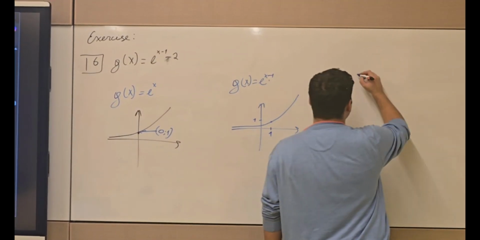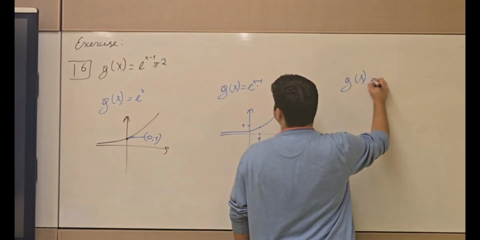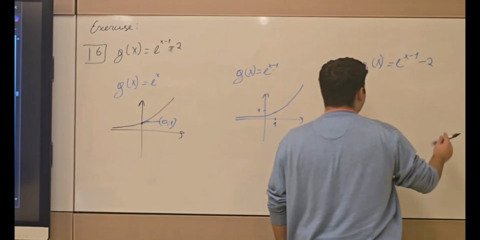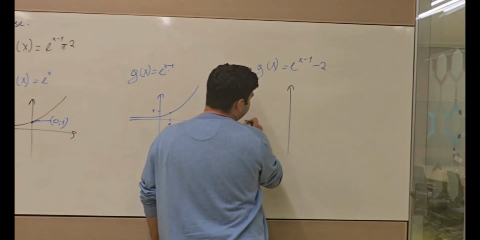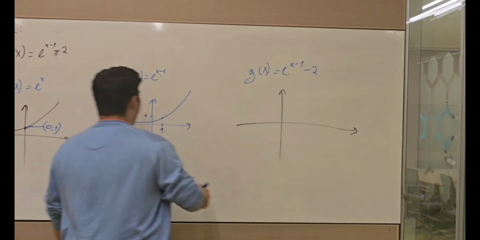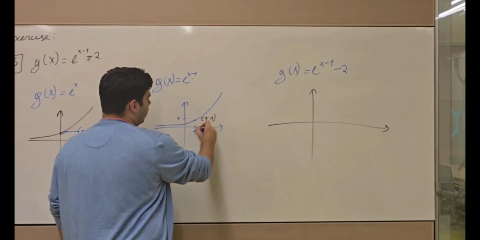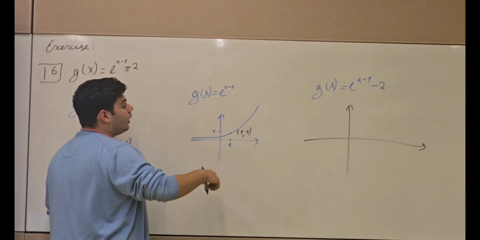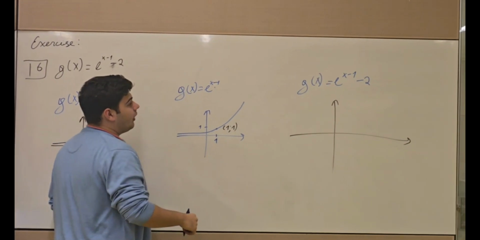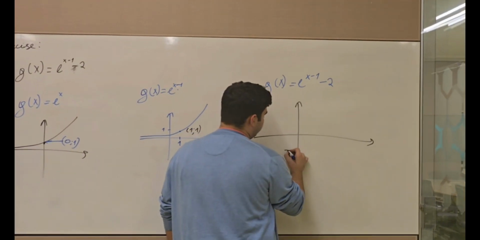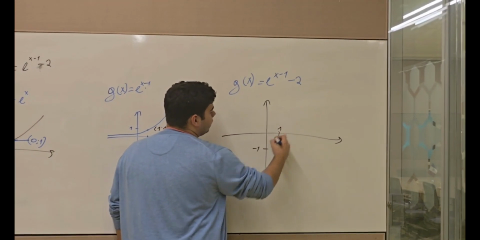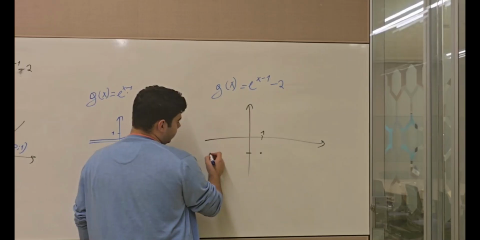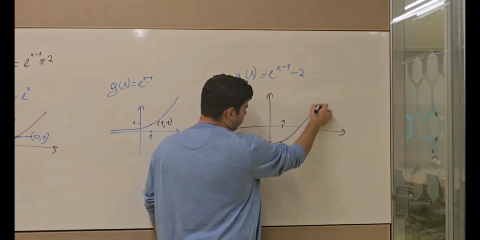And the last part is g of x is equal to e to the power of x minus 1 minus 2. Now again, we will do the same logic as in the previous equation. Our point is 1, 1, and our y is 1. And when we subtract 2, we will be required to subtract 2 from y, which means our new y value will be negative 1, and our new x value will be 1. So this is the point, and our function will be like that.